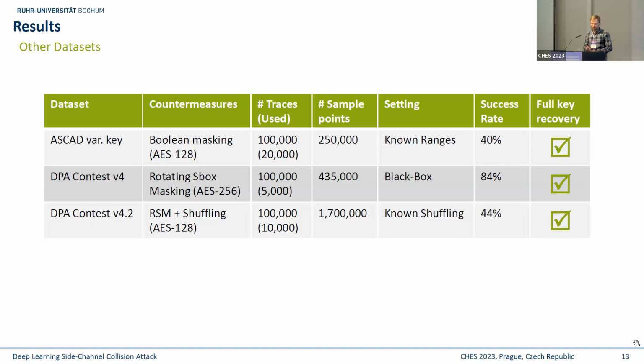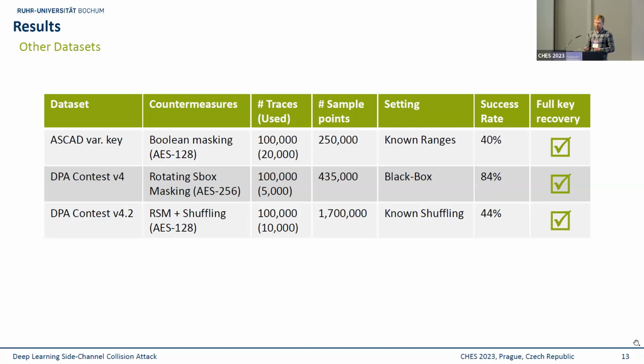To show the reproducibility of our attack, we also targeted some other publicly available datasets. For example, the ASCAD variable key dataset, which is similar to the previously targeted ASCAD fixed key dataset, but it is measured with a noisier measurement setup. While 200,000 traces of this dataset are recorded with a variable key, there are also 100,000 traces that are recorded with a fixed key, which we targeted. But again, we only used 20,000 traces.